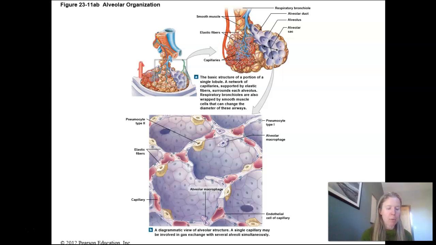Okay. We also in here have cells called alveolar macrophages, right? And it's just another macrophage. Sometimes you'll hear them called dust cells. So these macrophages are just roaming around on the surface of the alveoli, looking for pathogens, looking for bad guys. We just got finished talking about macrophages, so you should be good there.